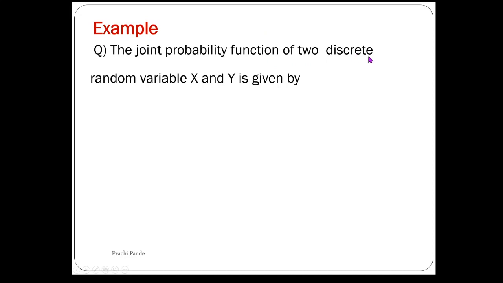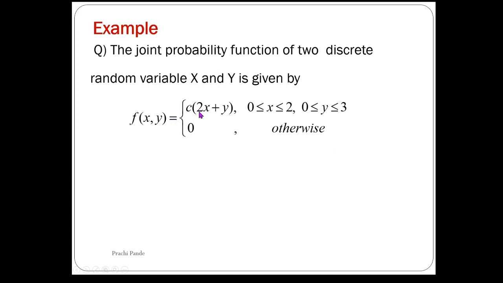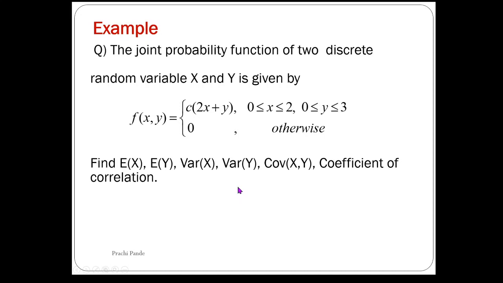Now we will see some examples of joint expectation for the discrete random variable. The joint probability function of two discrete random variables x and y is given by f of xy equal to c times 2x plus y, for 0 less than or equal to x less than or equal to 2 and 0 less than or equal to y less than or equal to 3, and it is 0 otherwise. We have to find out expectation of x, expectation of y, variance of x, variance of y, covariance of xy, and coefficient of correlation.